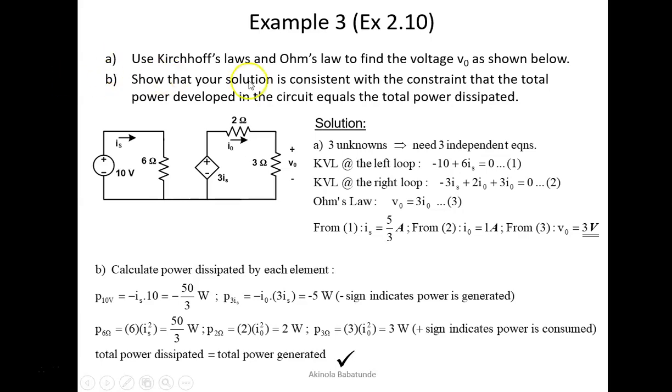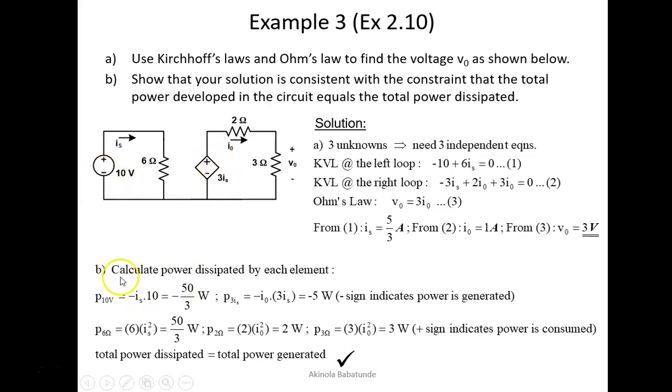That solves the A part of this question. Then the B part says, show that your solution is consistent with the constraint that the total power developed in the circuit equals the total power dissipated. We mentioned this earlier, that total power developed in the circuit must be equal to total power dissipated in that particular circuit. So it simply means that we have to find the power dissipated by each of the elements we have. So we have 2 voltage sources where power will be generated. So power will be generated at the 10 volt source, and then the 3Is voltage source.